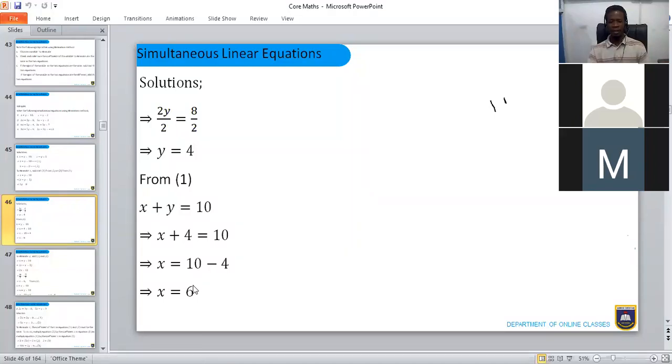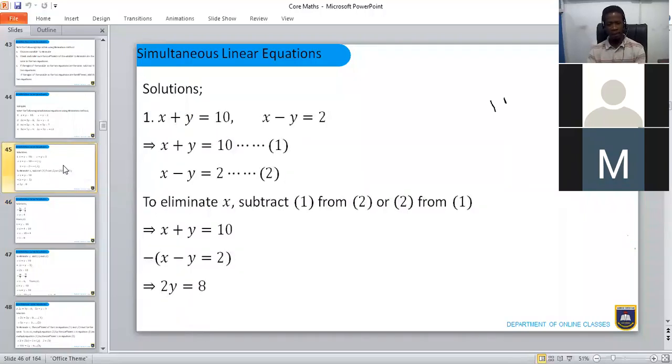So now the values are 6 and 4. You can see that when I add them, 6 plus 4 will give me 10. When we subtract, 6 minus 4, we will get 2. From here, x plus y is 10. That is 6 plus 4 will give us 10. 6 minus 4 will give us 2.